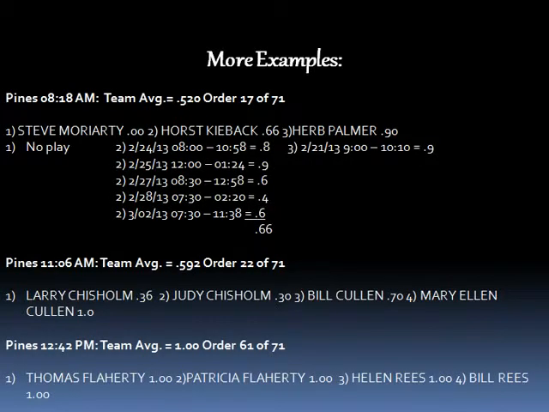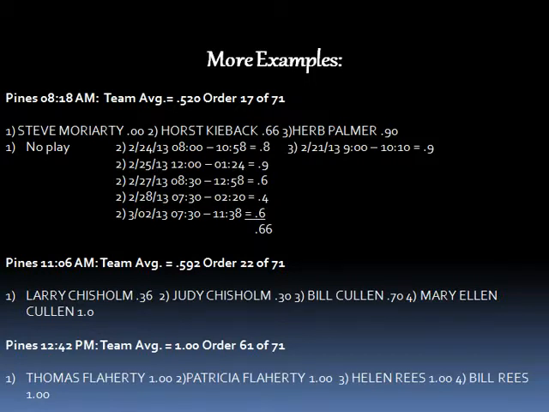So, looking at it in more detail, let's look at that Moriarty group there. Again, that was the 8:18 tee time. The team average was .52, and the order was 17 out of 71. Again, as I mentioned earlier, Mr. Moriarty had no play at all during that time. So you'll notice next to his name that .00 again, he had no play history.